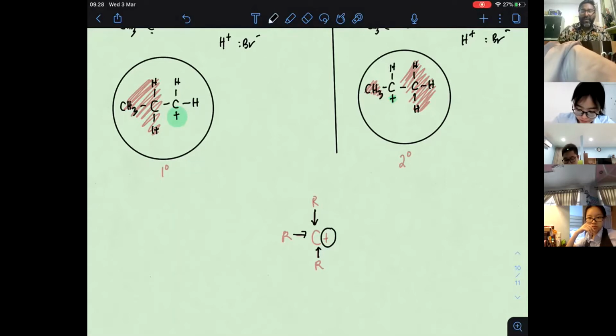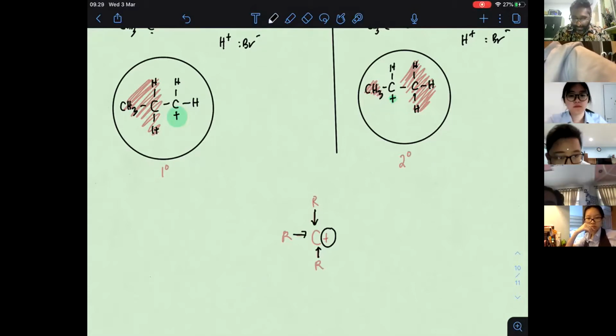So if you are having something that is more stable, which one will be formed more? This one is very important. In chemistry, we always want to form something that is more stable. So between primary and secondary carbocation over here, Josh, which one do you think will be formed, primary or secondary?